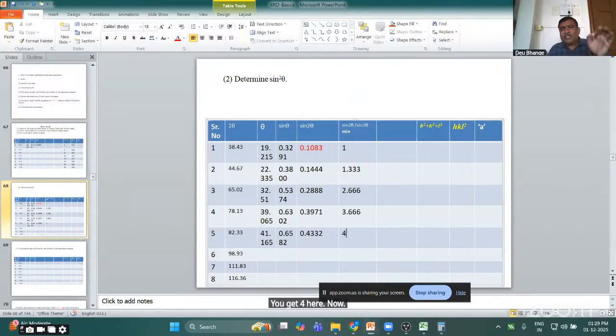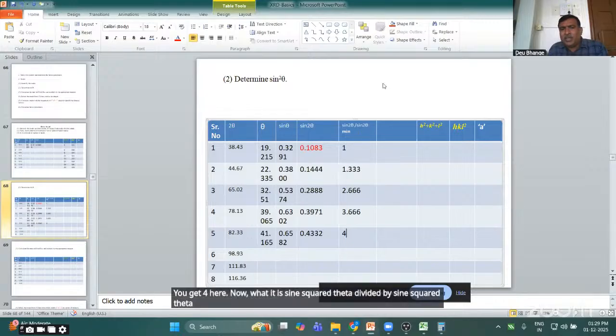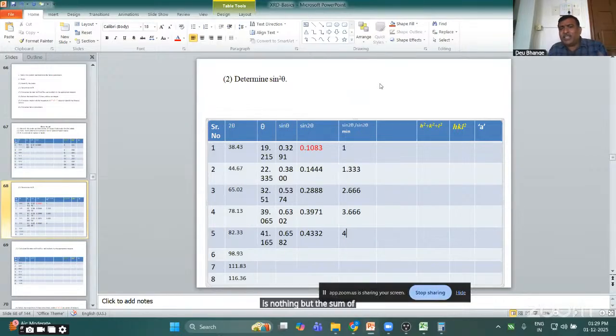Now what is it? Sine square theta divided by sine square theta minimum is nothing but the sum of h square, k square and l square. But you know that h, k, l values are integral values. They are integers, 1, 2, something like that. So these values are fractional values. So by this method, you can multiply it by 1, 2, 3, 4, 5 until you get a whole number. You multiply it with 2, what will happen? This 1.33 will become 2.666. Then you multiply all the values by 3.